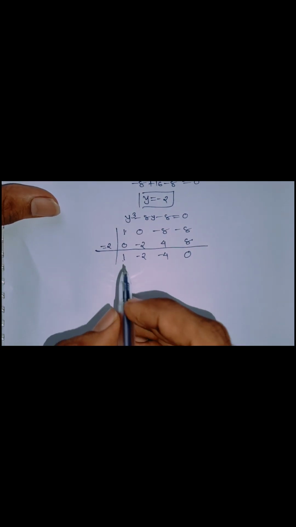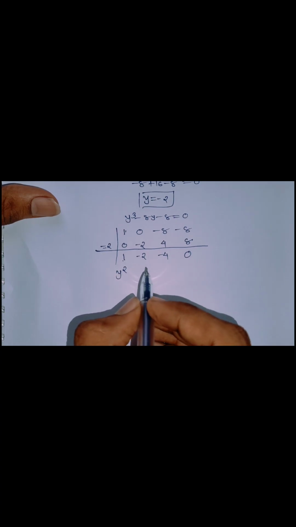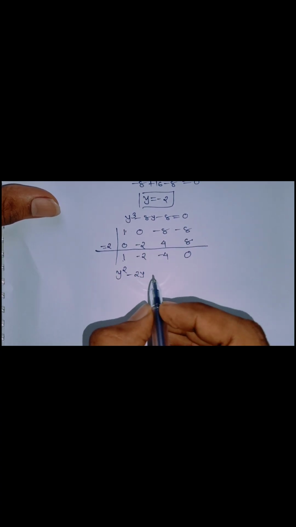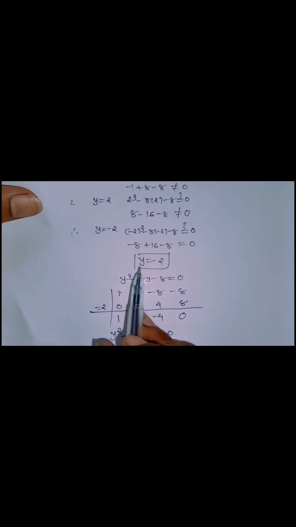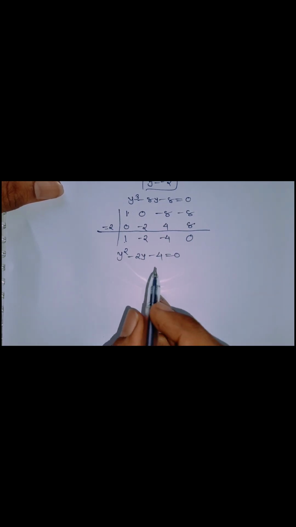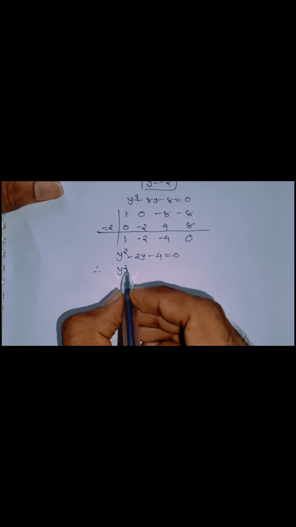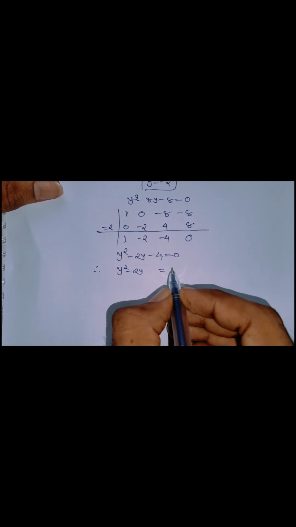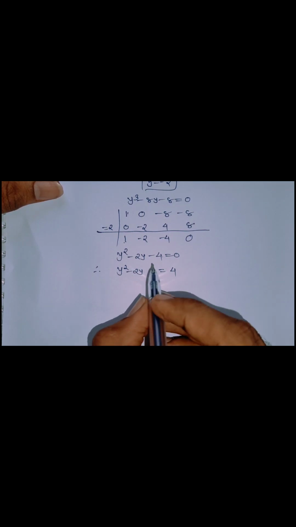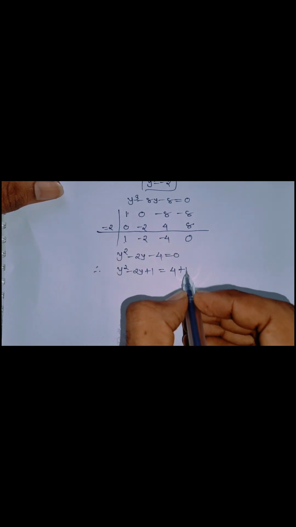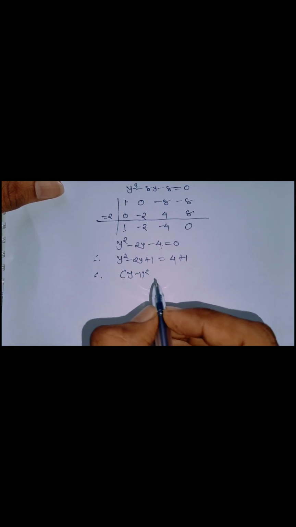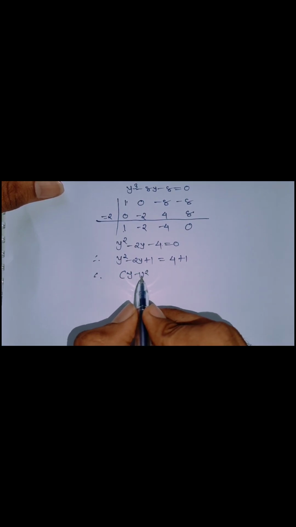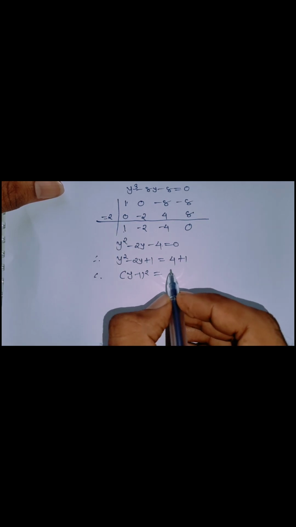Then the other factor has coefficients for y square, then minus 2y, and the constant term minus 4, equal to 0. So the other factor is y square minus 2y minus 4 equal to 0. Here direct factorization is not possible, so y square minus 2y equal to 4. Now create a perfect square term by adding 1 on both sides. Now this is y minus 1 whole square. Why? Because if you expand, y square minus 2y plus 1 is equal to 5.